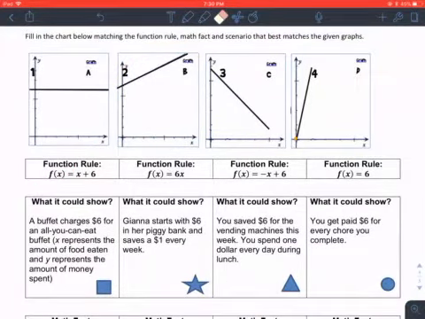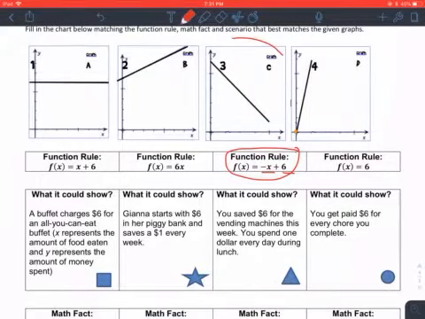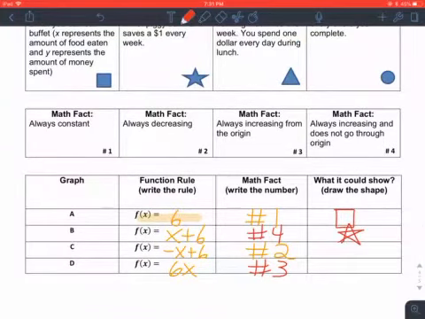Okay, so the next scenario, you saved $6 for the vending machines this week. You spent $1 every day during lunch. So I had $6, but I kept spending money, which means my money should go down and my slope should be negative, but I had $6. So this is the correct function rule, and this is the corresponding graph. Okay, so triangle should go with my graph C.